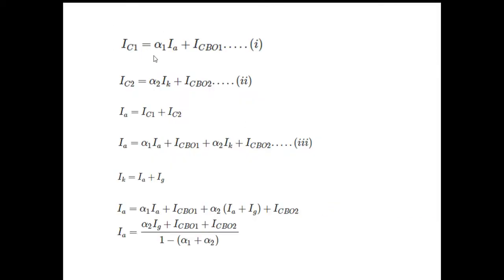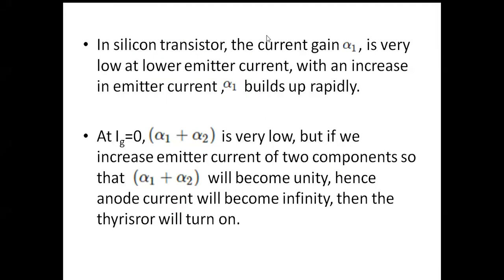So the collector current IC1 will be equal to alpha 1 IA plus ICBO1, where alpha is the amplification factor, the common base current gain, and ICBO1 is the common base leakage current of transistor 1. Similarly, IC2 will be equal to alpha 2 IK plus ICBO2. So this is the collector current of transistor 2.